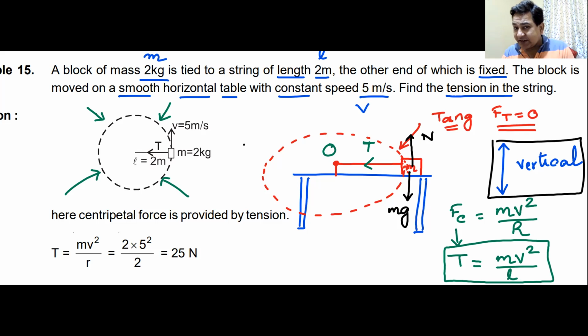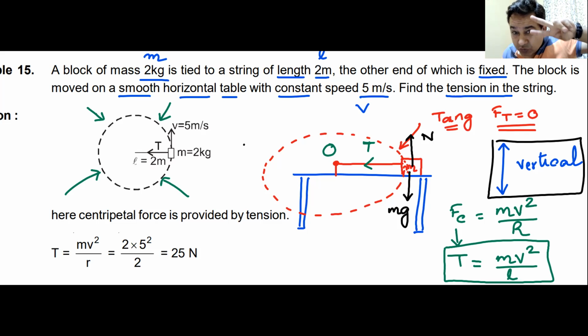In the tangential direction, just understand the difference between what is happening in the tangential direction and what is happening in the perpendicular direction. In the tangential direction, there is no force. If there is no force, it is zero. Tangential direction, no force, no equation. In the perpendicular direction, the forces must be equal. Net force must be zero.